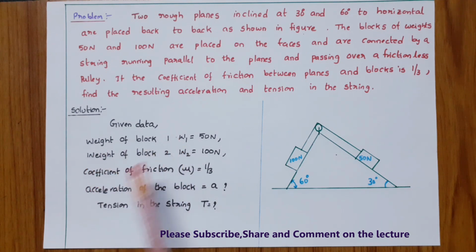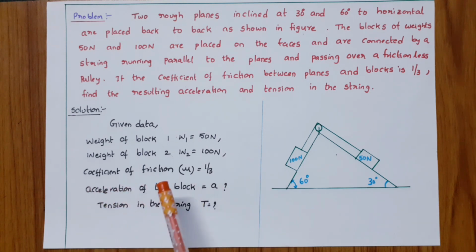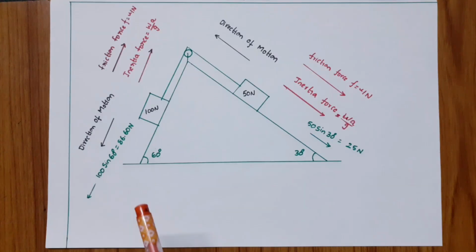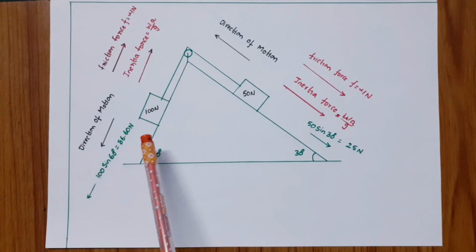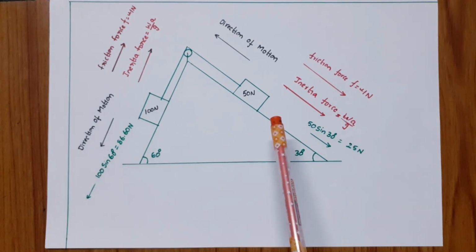Given data: weight of block 1, W1, is equal to 50 Newton. Weight of block 2, W2, is equal to 100 Newton. Coefficient of friction mu equal to 1 by 3. Finally, we have to calculate the acceleration of the block A and the tension of the string T. This is the given figure. Here this block is 100 Newton, and here the block is 50 Newton.